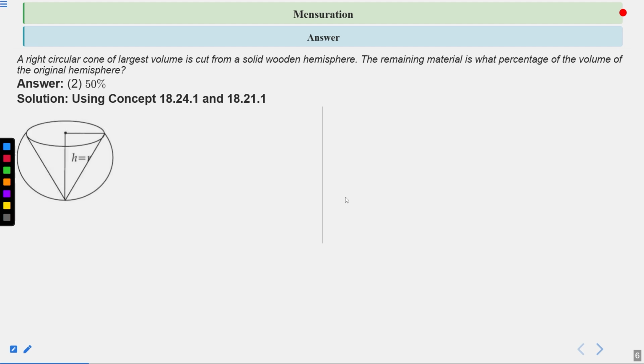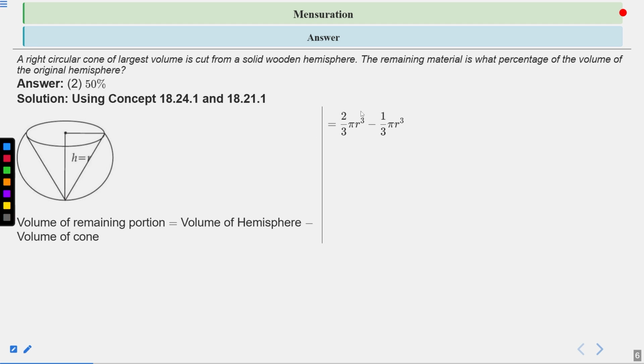So this is the diagram. This is a hemisphere and a cone is cut from the hemisphere. So we can say that this is also radius and this is also radius, so h equals r. Now the volume of the remaining portion will be the volume of the hemisphere minus the volume of the cone. The formula of the hemisphere volume is 2 by 3 pi r cube, minus the volume of the cone, 1 by 3 pi r square h, and in this case h equals r, so 1 by 3 pi r cube.